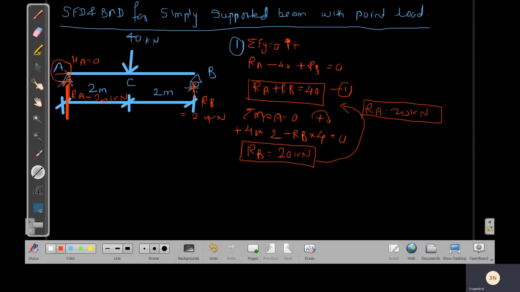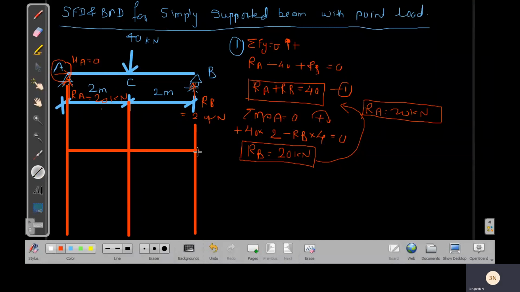As you know, you have to first draw the lines from each point. Then you have to draw the baseline. This is the baseline for the SFD, and this is the baseline for the BMD. Okay. And your task is to find out the shear force values. So we'll start with the shear force values.